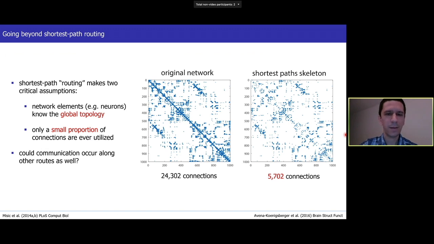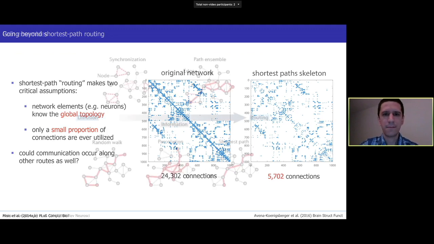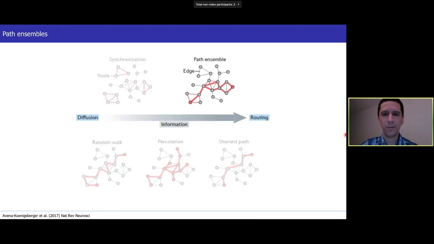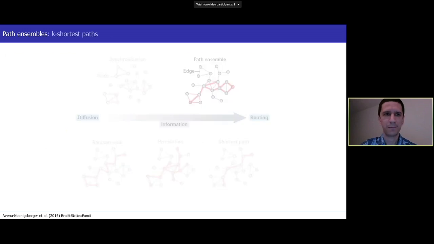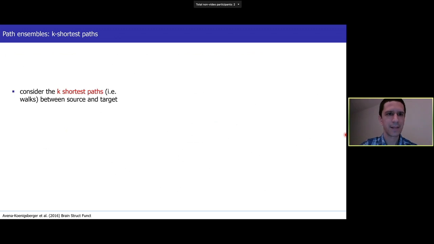In the field, we've started to think about, could communication occur along non-shortest paths, or alternatively, could we think of communication mechanisms that do not involve the concept of routing? And so one simple way to extend the idea of shortest path routing is to focus on what are called path ensembles. So not to think about just the shortest paths in the network, but to think of the top K shortest paths that are nearly the shortest paths to go from a source to a target. And so this is the idea of path ensemble and K shortest paths.